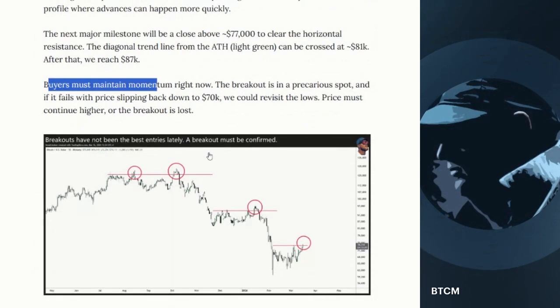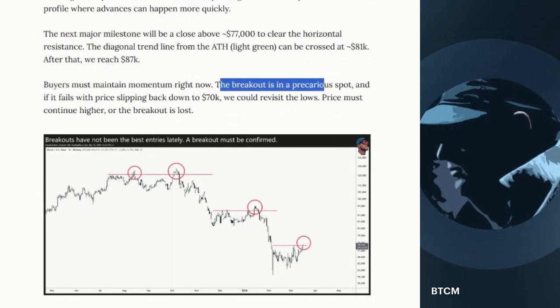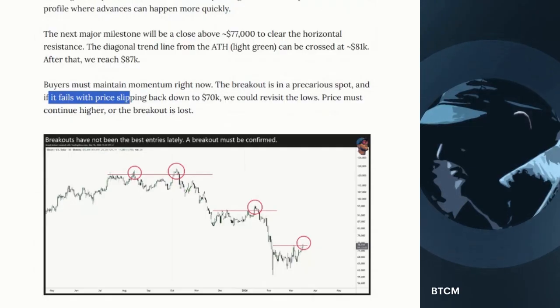Buyers must maintain momentum now. The breakout is in a precarious spot, and if it fails with price slipping back down to 70,000, we could revisit the lows. Price must continue higher or the breakout is lost.